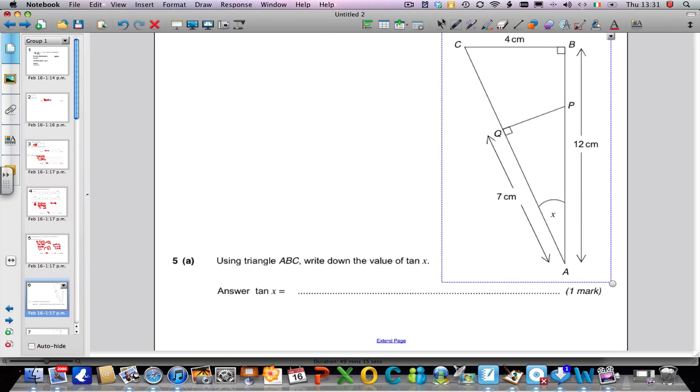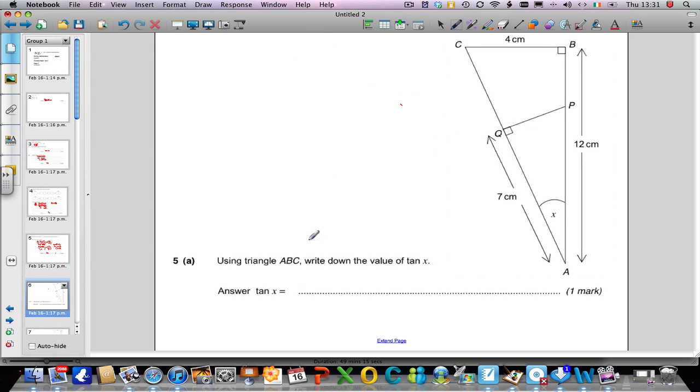Right, next question. We're asked to work out the value of tan of x, using triangle ABC. Right, so tan, just a reminder, tan of an angle is the opposite over the adjacent. The opposite in this case is 4. The adjacent is 12. So 4 over 12, which is the same as 1 over 3. So tan of x is 1 over 3.